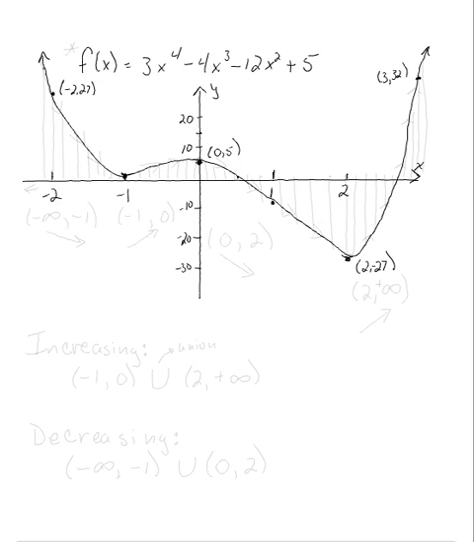Okay, this talk is about increasing and decreasing functions. My name is Jody DeVoe. We're going to take a look at this particular function here, f of x equals 3x to the fourth minus 4x cubed minus 12x squared plus 5.